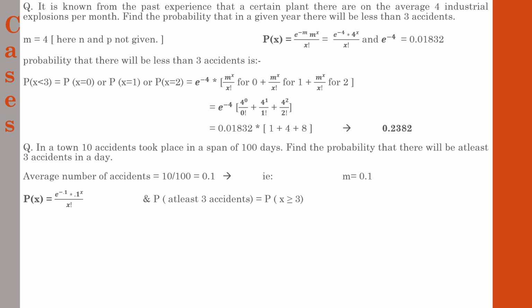Next, we know that the Poisson distribution function is p of x equal to e raised to minus m into m raised to x divided by x factorial, because we already found the value of m. So just substituting that value: e raised to minus 0.1, into m raised to x, where m is 0.1, raised to x. We will come to that part. And finally x factorial. And in the question you are asked to find the probability that at least 3 accidents occur in a day. What is the probability of at least 3 accidents?